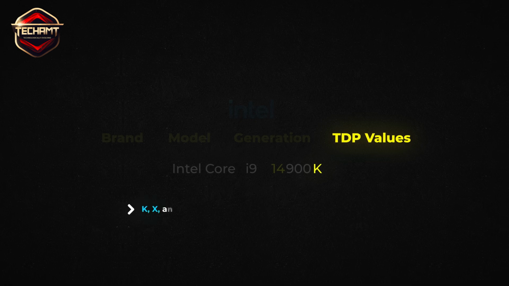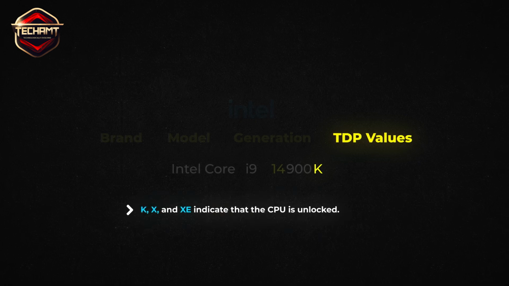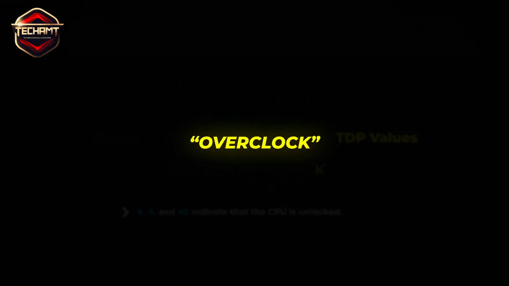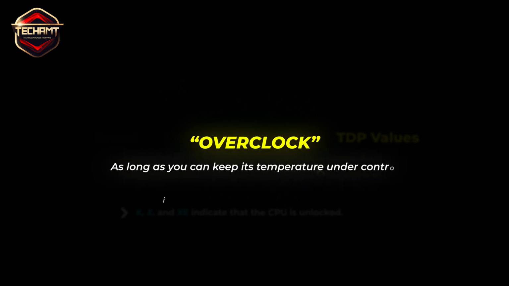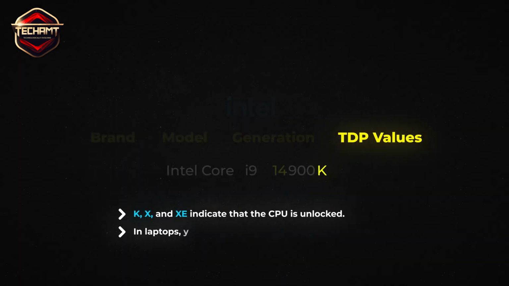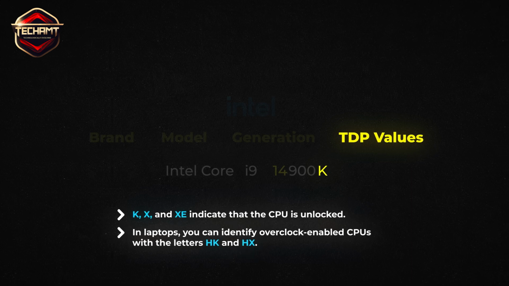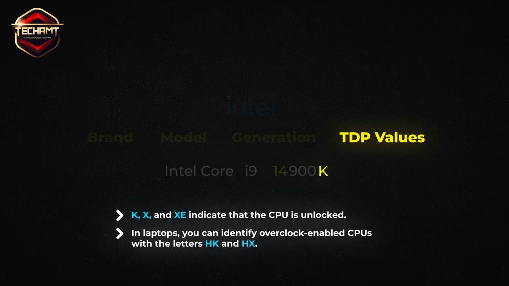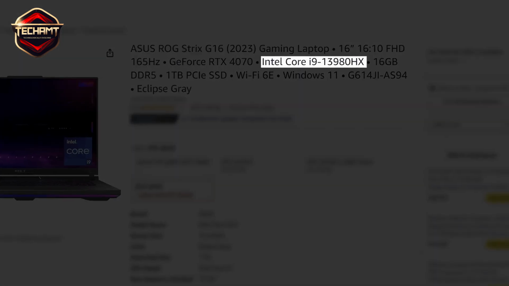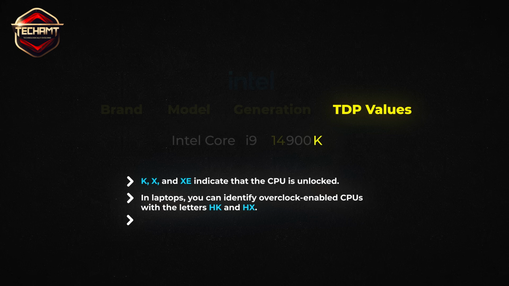form factor it's aimed at. K, X, and XC indicate that the CPU is unlocked and can operate at higher clock speeds than the advertised maximum limit. This capability is known as overclocking. As long as you can keep its temperature under control, it will keep reaching higher speeds. In laptops, you can identify overclock-enabled CPUs with the letters HK and HX, while they can't offer the clock speeds of a desktop. K, HK, and HX CPUs are also able to overclock.